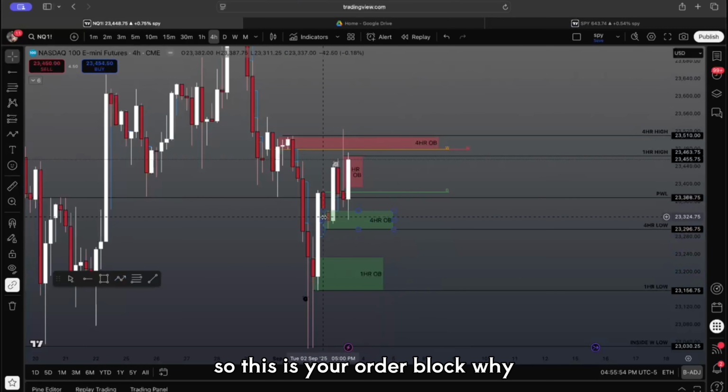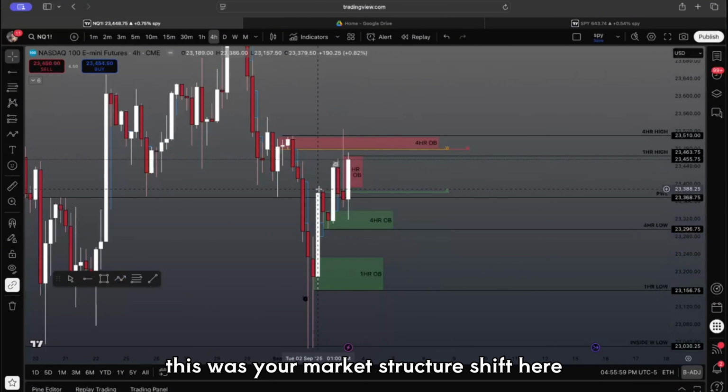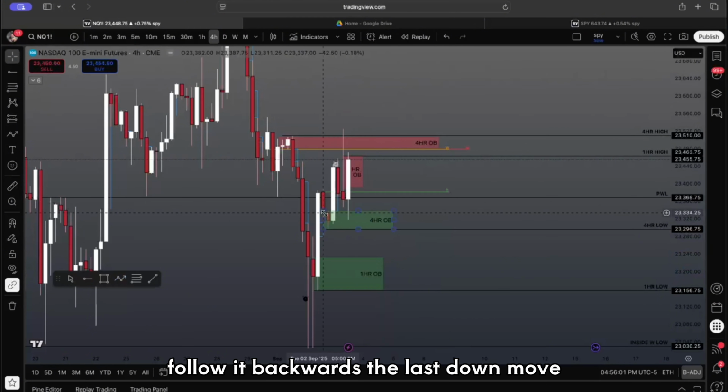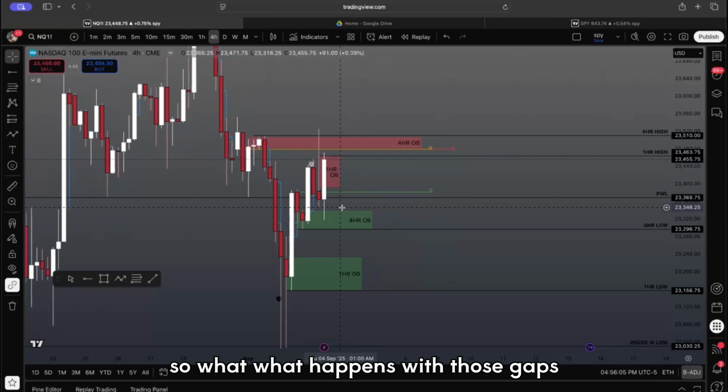So this is your order block. How does an order block form? After a market structure shift. This was your market structure shift here. Follow it backwards to the last down move that created a manipulated up move that left a gap behind. So what happens with those gaps? They come and fill them.